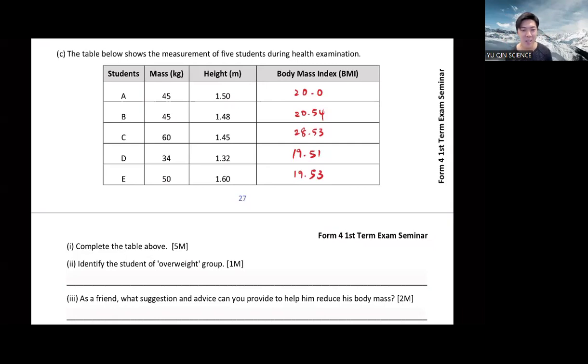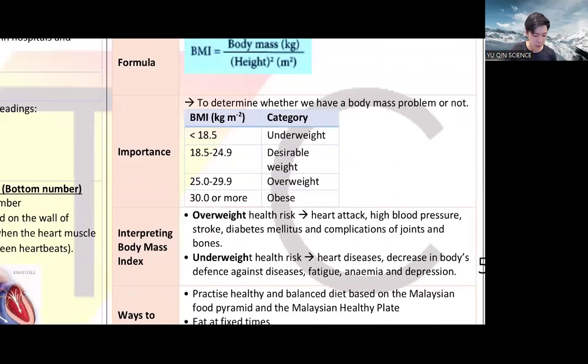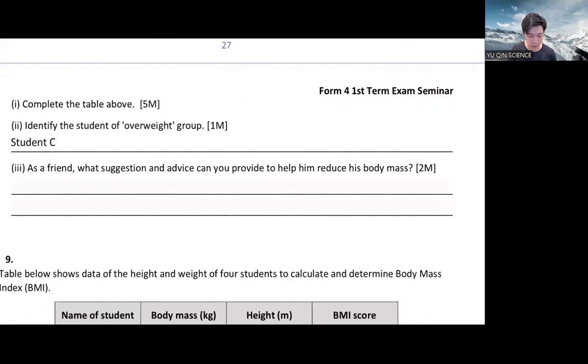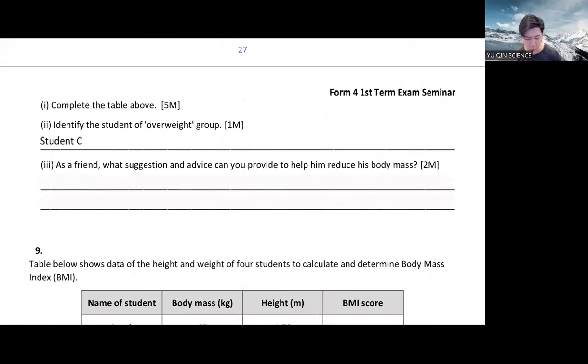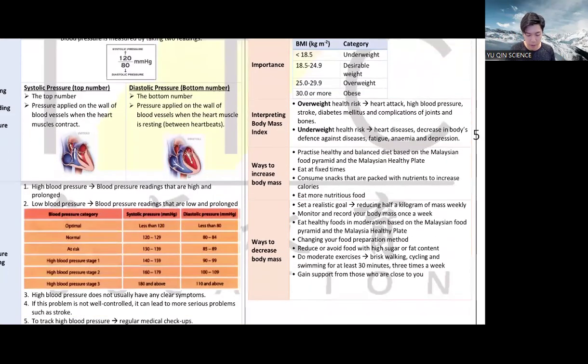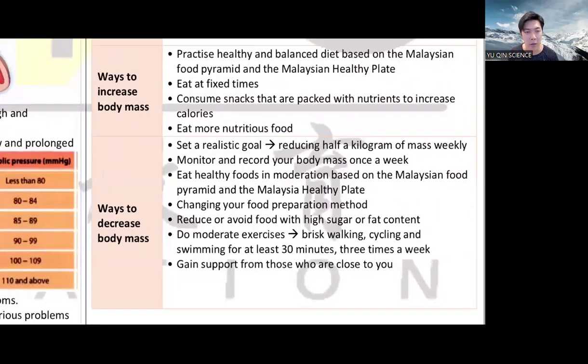Okay, identify the student that is overweight. Overweight is 25 to 29. So obviously, individual C. Okay, as a friend, what suggestion or advice would you provide to help him reduce? Sounds funny, right? But actually it's part of your syllabus, like how to increase your body mass and how to decrease it. How to get big, how to get slim. So just go for the usual answers. Don't write funny stuff.